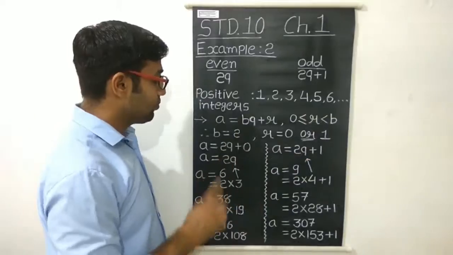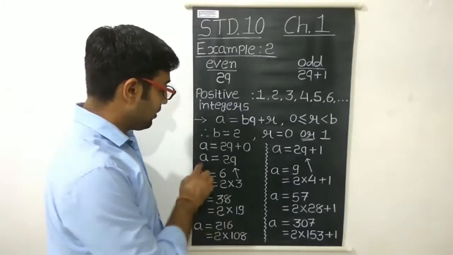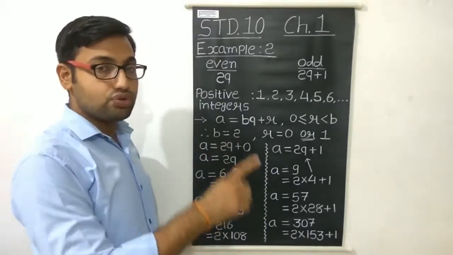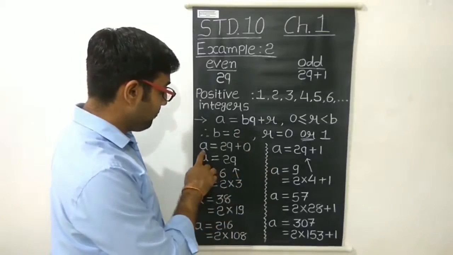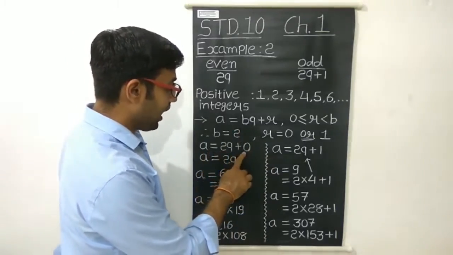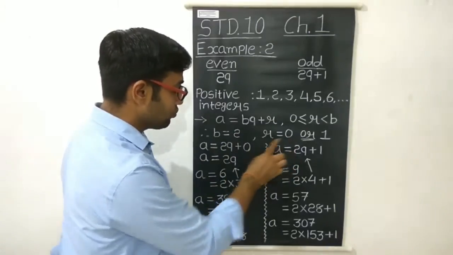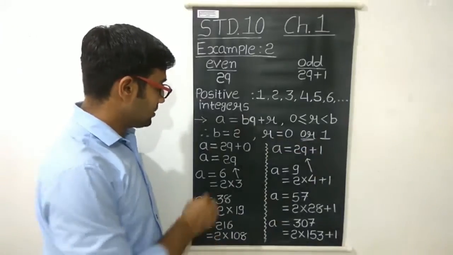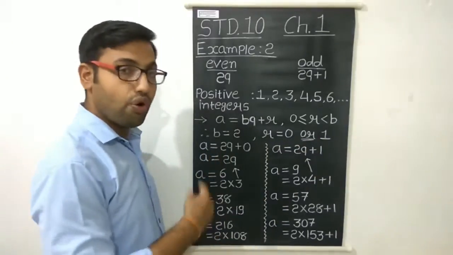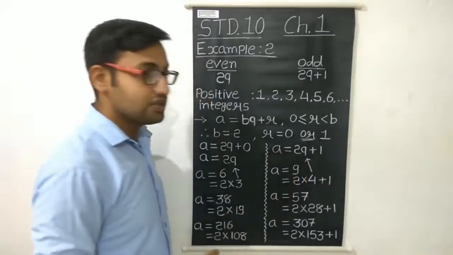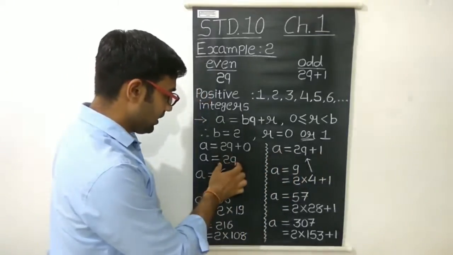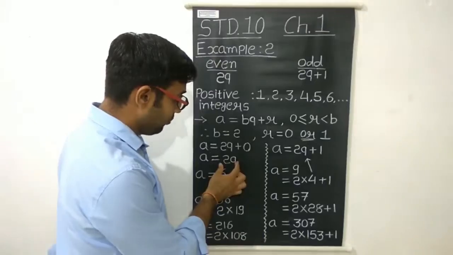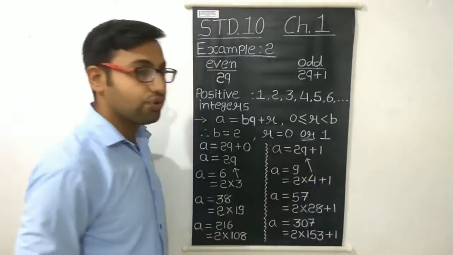Now by using Euclid's division lemma, we can write the relation a equals bq plus r. Now putting the value of b, we get a equals 2q plus r. One time we take r equal to 0, and one time we take r equal to 1. So according to Euclid's division lemma, a equals 2q plus 0, or a equals 2q plus 1. 2q plus 0 we can write as 2q. So the value of a is either 2q or in the form of 2q plus 1.